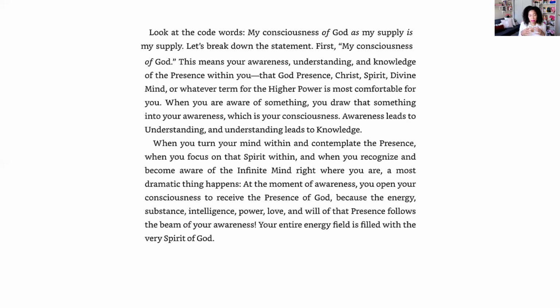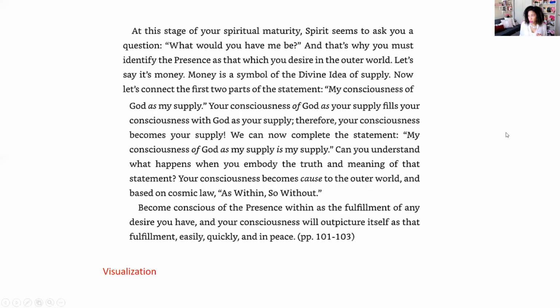But this is what it means, that you have to be aware of this and understand that that is the source of your good. That is the source of your abundance. So the next part, at this stage of your spiritual maturity, Spirit seems to ask you a question.